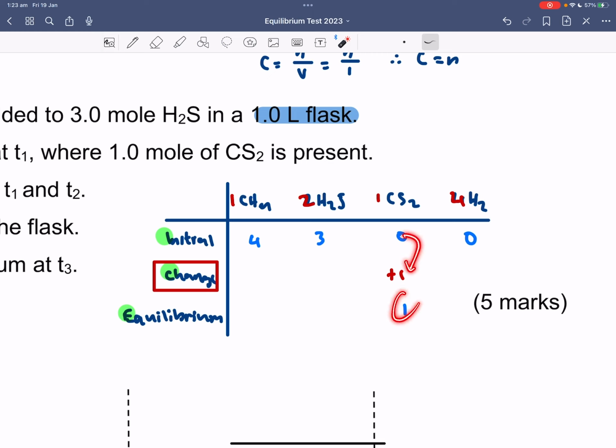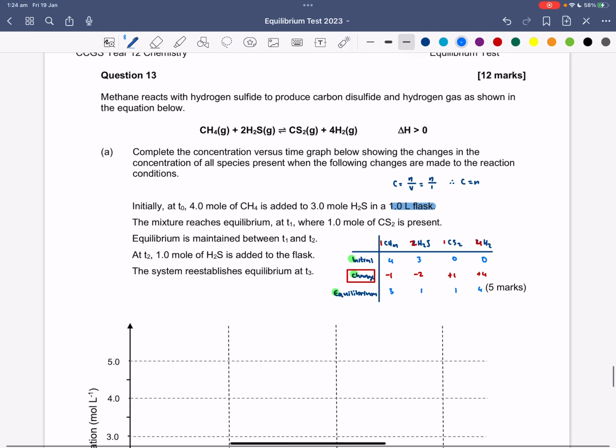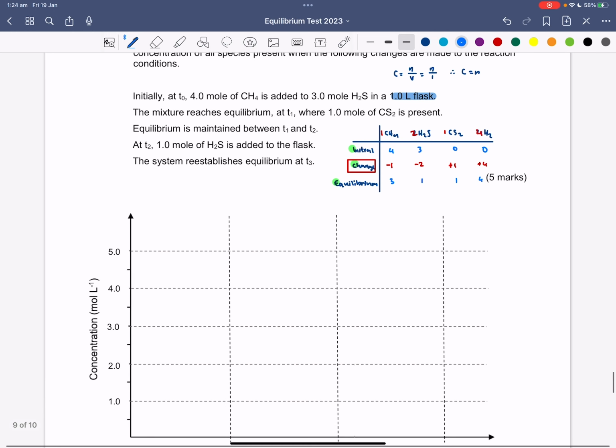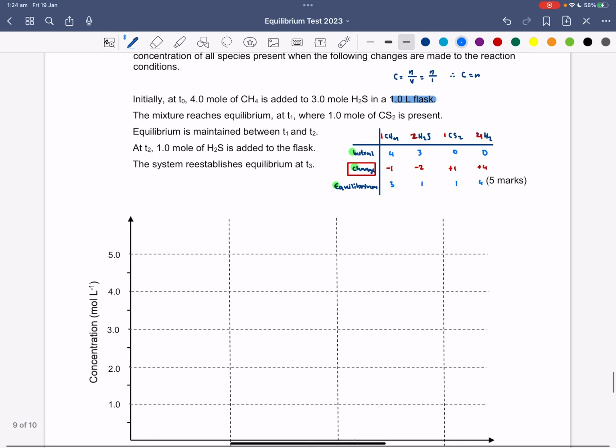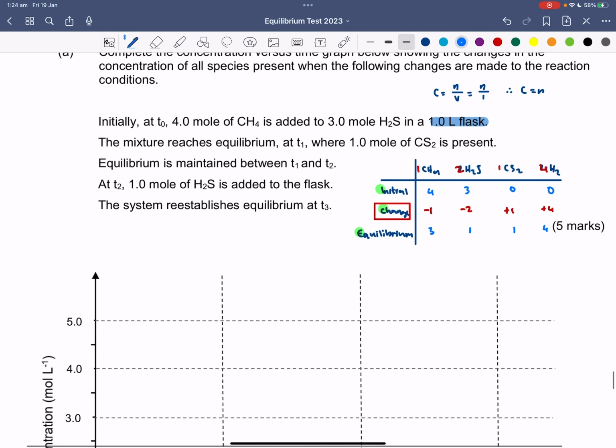The CS2 increased by 1, so the H2, which has got a 4 in front of it, has to increase by 4. This one's got a 2 in front of it, so it's got to decrease by 2. And the CH4 has got the same ratio as the CS2, so if the CS2 goes up by 1, the CH4 goes down by 1, which means the final equilibrium concentrations are 3, 1, 1, and 4. Perfect. That makes this question really, really easy. That's the first part anyway. So that's the first part done.